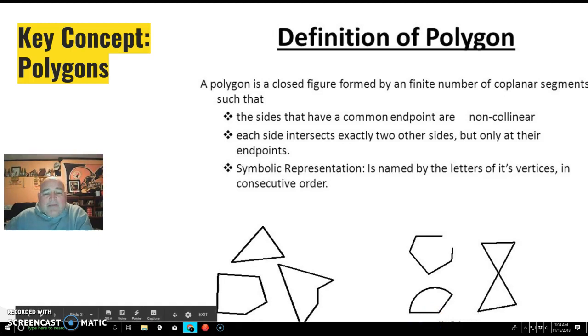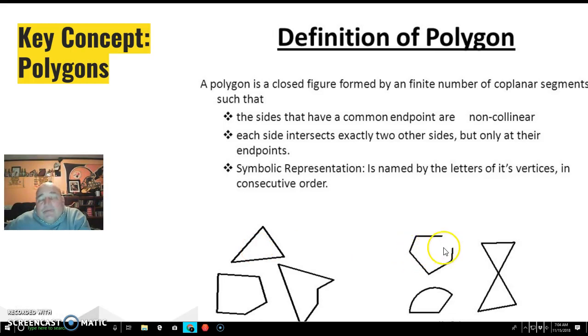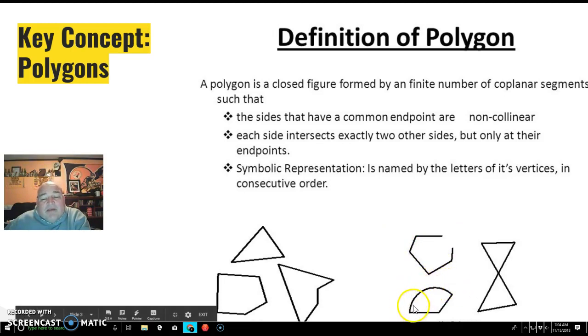So as you can see, the three on the left are all polygons. The three on the right are not polygons. This one is not a polygon here because it's not closed. This one's not a polygon because this side is not a segment. Here, the third one's not a polygon because these segments intersect in the middle, not at the endpoint.